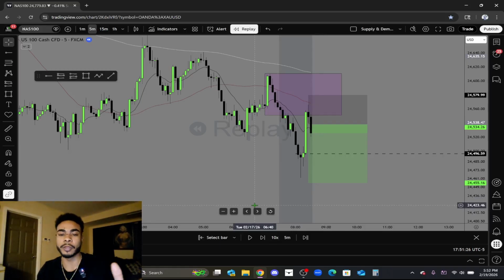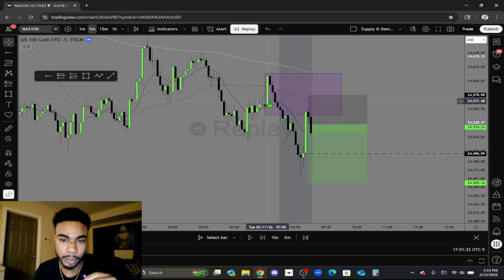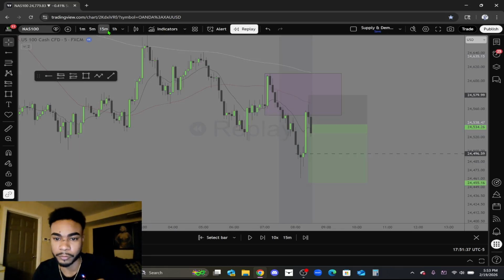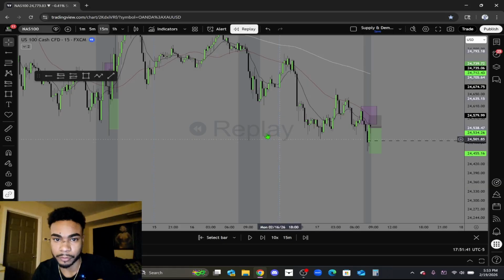This looks like a very clean setup. We got a break of structure, a clear break of structure. Even on the higher time frame, we got a clear break of structure. 3 MAs are above. We can see that price is in a clear downtrend. Even if we go to the higher time frame, we see that price is in a clear downtrend right here. We got lows, higher low, lower low, higher low, lower low. We see we're in a downtrend.